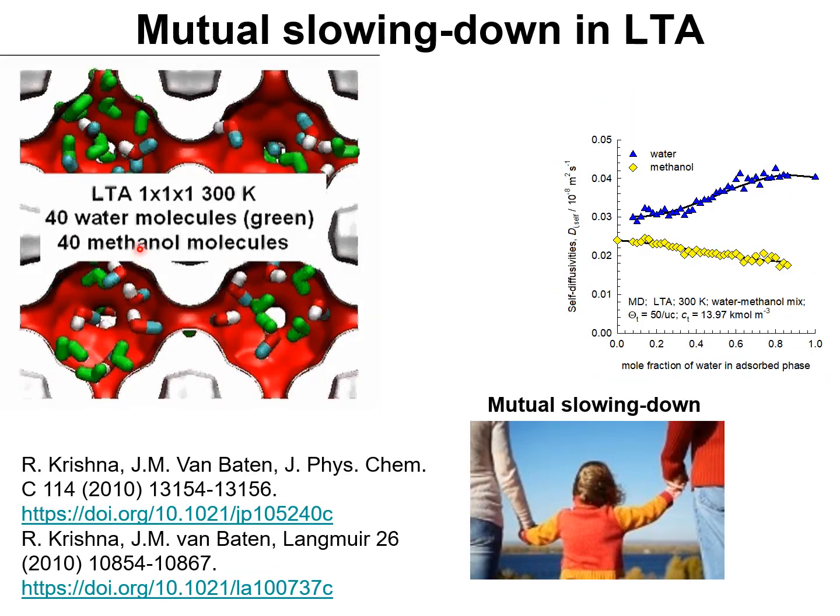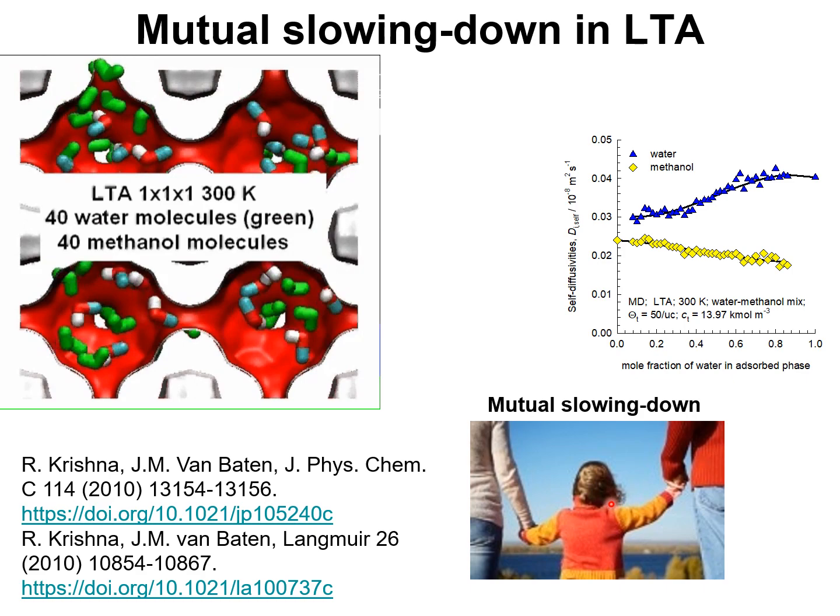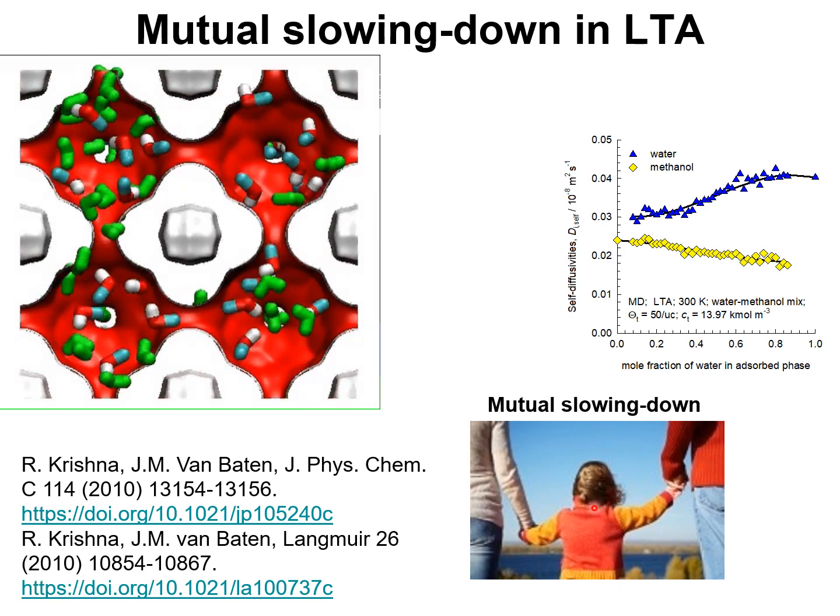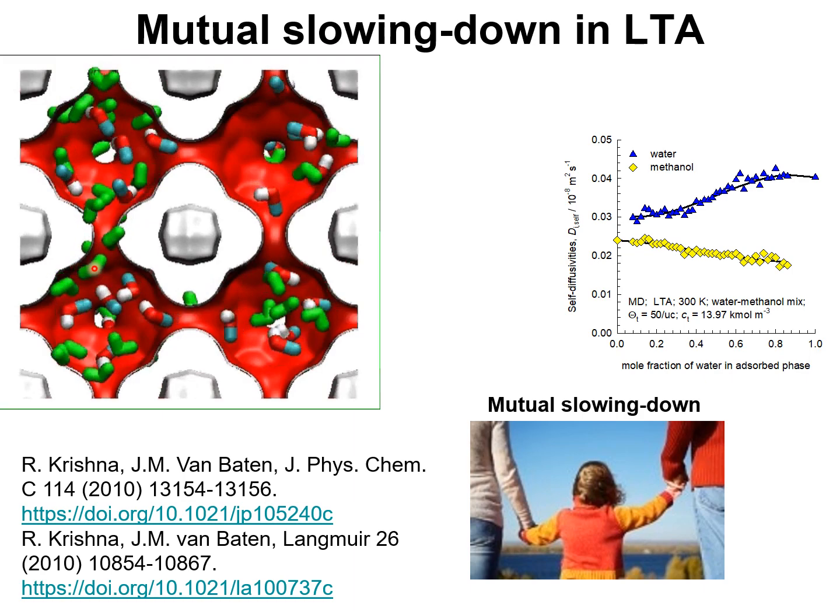For water-methanol mixtures, there is significant hydrogen bonding between water molecules and water-methanol molecules. The bonding between water-methanol molecule pairs leads to the phenomena called mutual slowing down. Let's first have a look at the animations here. The green molecules are water.